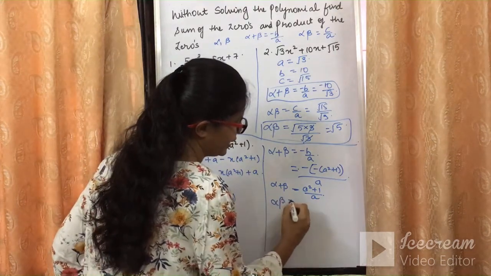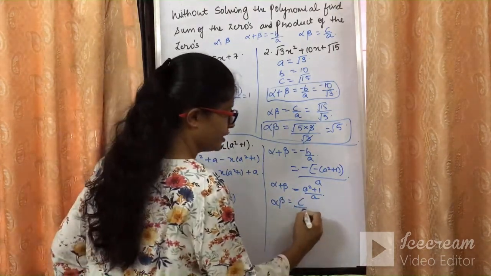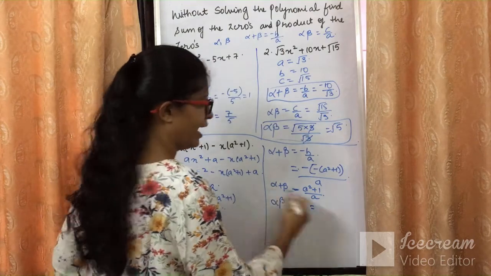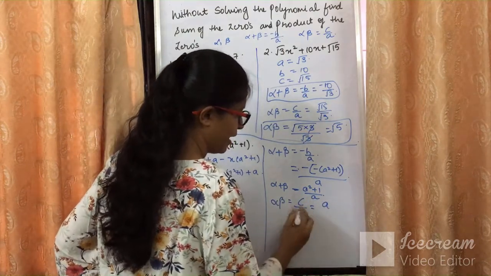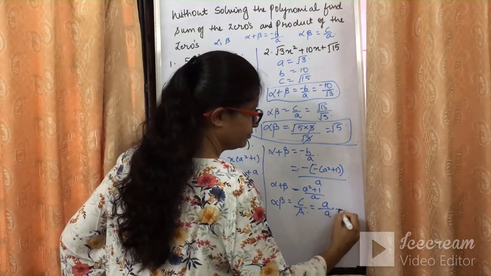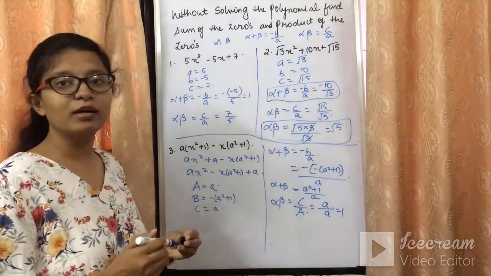And similarly we can take out the product of zeros. That is nothing but c upon a. C is a and a is also a. इधर कैपिटल A लिखूंगी. So 1. So product comes out to be 1.